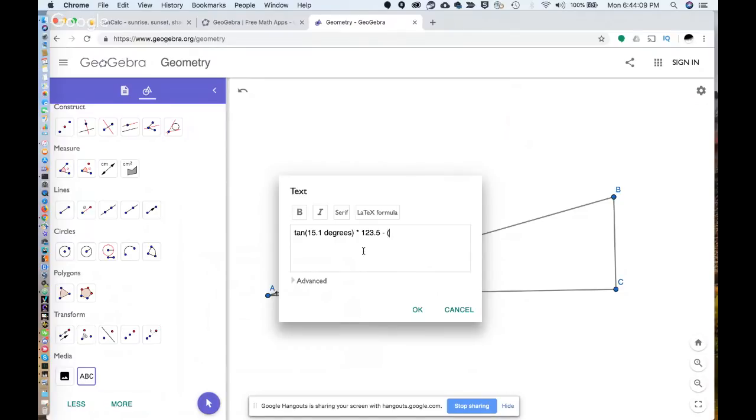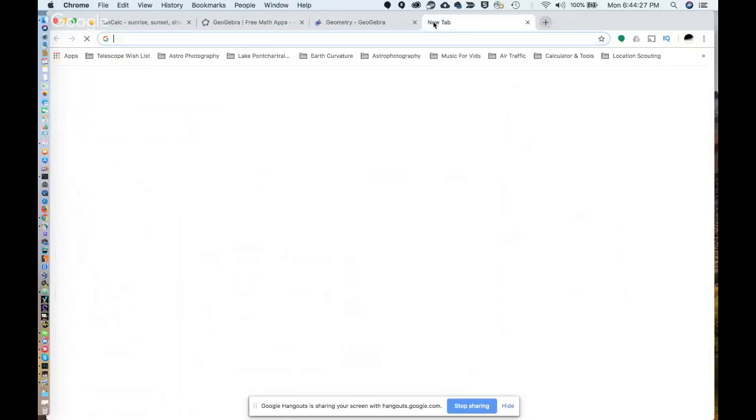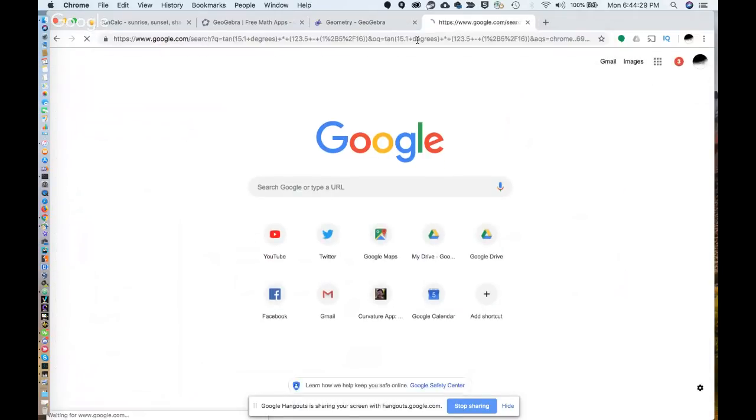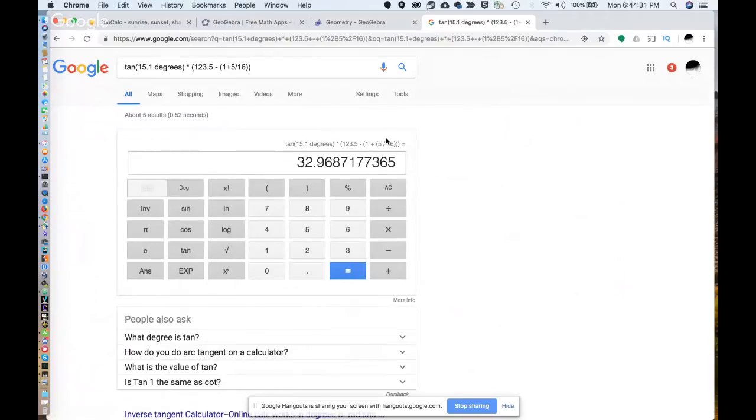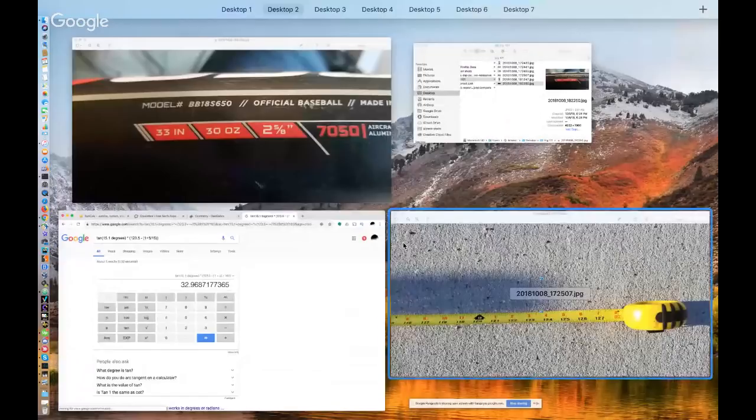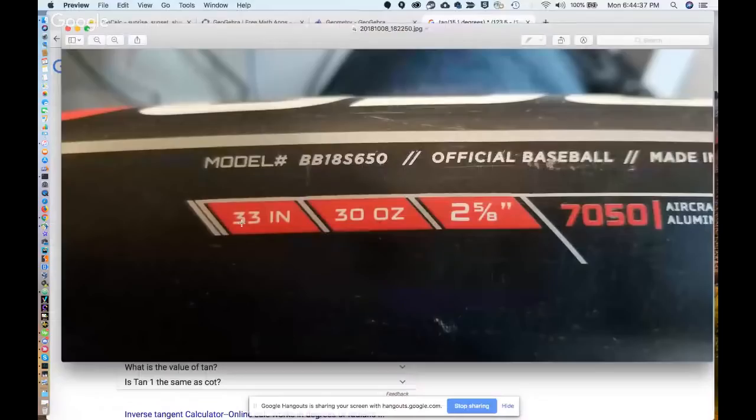So 1 plus 5/16. That's half the barrel width. Subtract that, and let's make sure that our order of operations is correct. So that right there should give us the answer for the height of the bat, I do believe. Let's type this into Google and see what that answer is. 32.9. All right, so that's pretty close. It's a 33-inch bat.